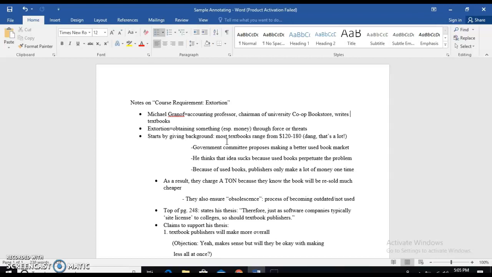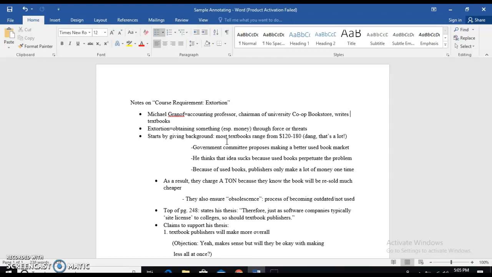He also tells us that the government proposes that we should fix the used book market, that if we make that better, then it'll be more affordable for students. And then his reaction to that is he thinks that idea sucks. And again, in my notes, I can say it however I want to. I'd probably use a different word than sucks when I was writing about it in my response.